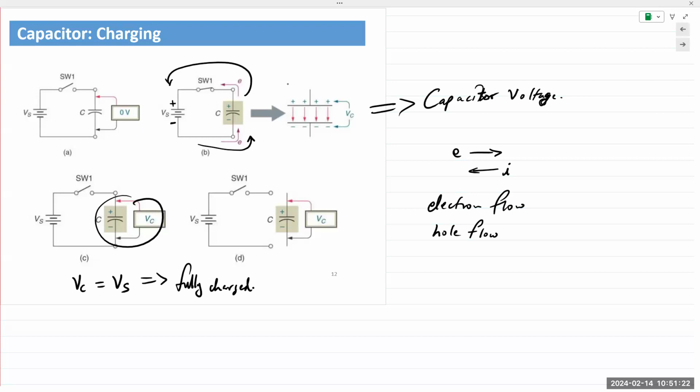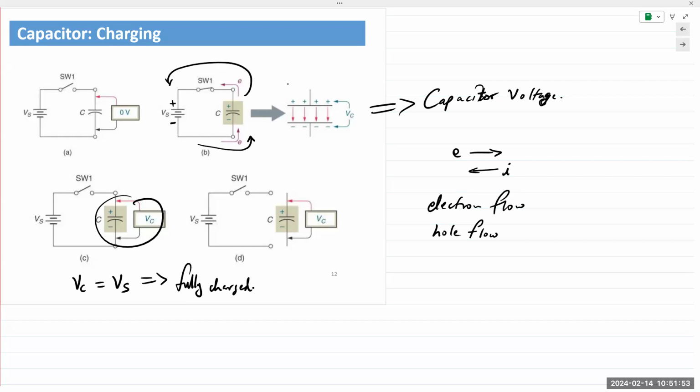But in real life, it will get discharged. Slowly but surely, that Vc will go to 0. Again, it depends on the size of the bucket and how much water is in the bucket. So basically, it depends on the size of the capacitor and how much voltage we apply to that capacitor. But it will go to 0 eventually, because in real life, no insulator is 100% perfect.